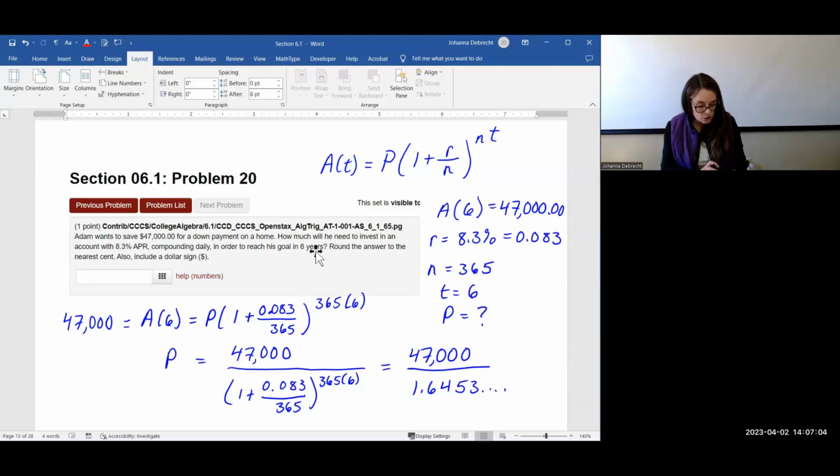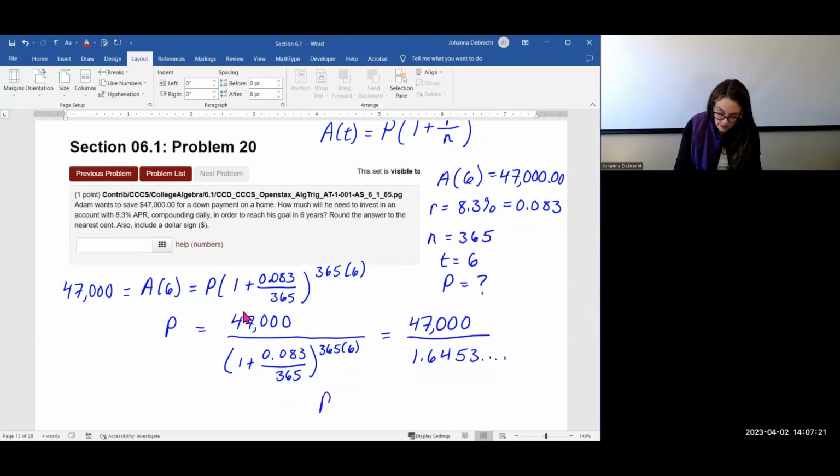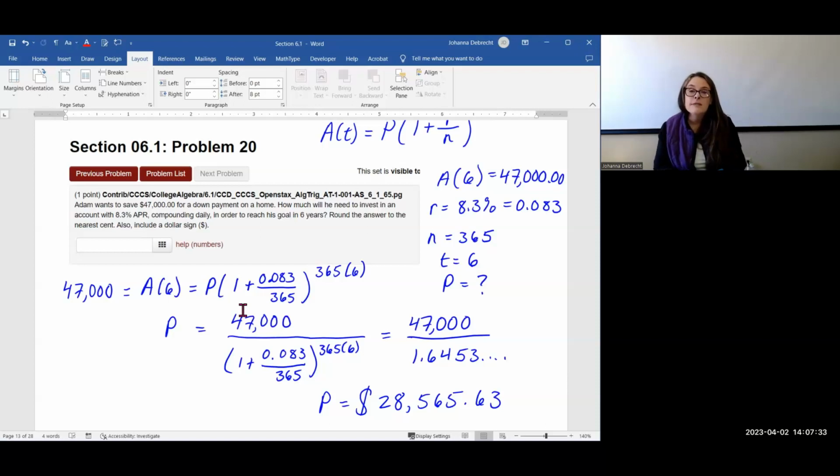So I'm going to hit store, and then I'm going to put it into A. Then I'm going to do 47,000 divided by recall A, and I get the following amount. So the principal I need to invest today is roughly $28,565.63, right? If you invest that today, then in 6 years at that interest rate, you'll have $47,000, which is pretty amazing.